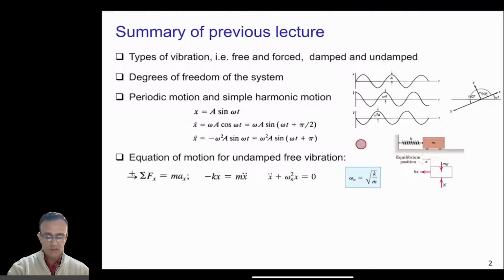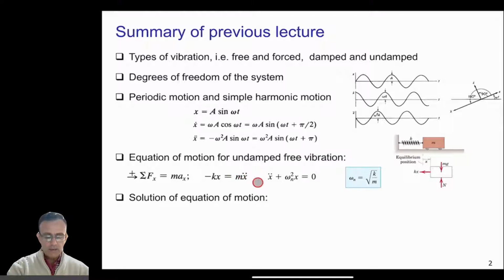Then we can write the equation of motion for this case, because the motion is only in the x direction. Therefore the summation of all the forces in the x direction equals ma_x, which is Newton's second law. Then we can see that minus kx equals m x double dot. We can simplify this equation and introduce omega n, which is what we call the natural frequency of the system, and which can be written as the square root of k divided by m.